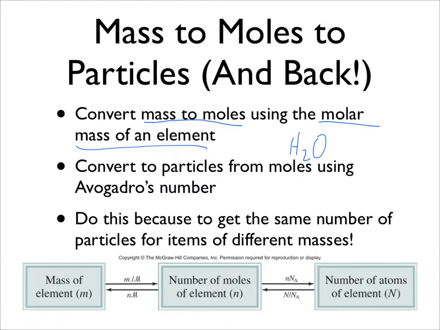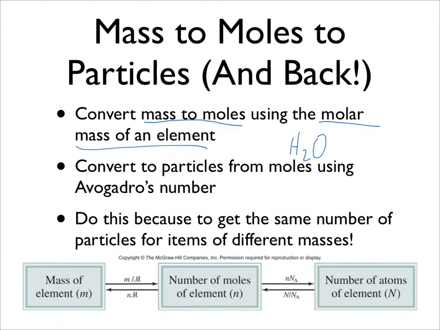So something like hydrogen, which has a mass of 1.01 AMU, is not the same size as an oxygen, which is 16 AMU. So in order to get the same count, we can't talk about the same mass. So 16 grams of hydrogen does not equal the same number of particles as 16 grams of oxygen.